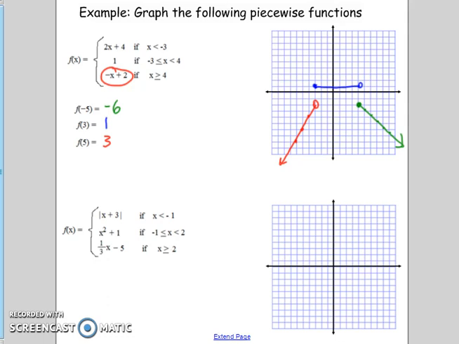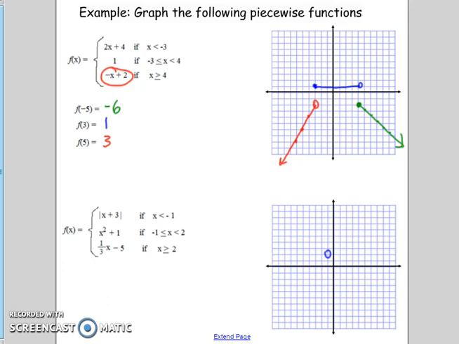Okay, if we look at this next one, it looks tricky. We have an absolute value function, we have a quadratic, and we have a linear. Okay, but same idea. We're going to start with the x values based off of the domain. So if x is less than -1, we're going to start with -1. So if I plug -1 into that, I get -1 plus 3, which is 2. Absolute value of 2 is 2. So at -1, 2, I'm going to have an open circle because it doesn't include it.